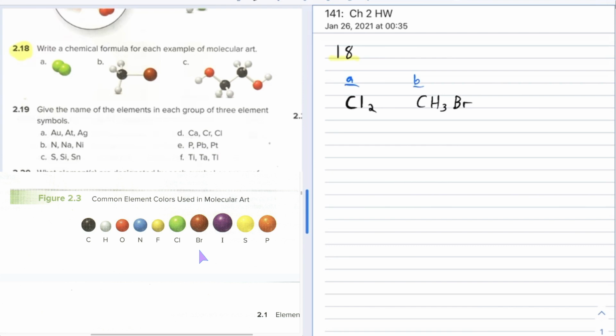Now, I was asked a question through email. Does it matter what order the elements are? So can you write this H3CBr or something else? And the answer is yes, you can.